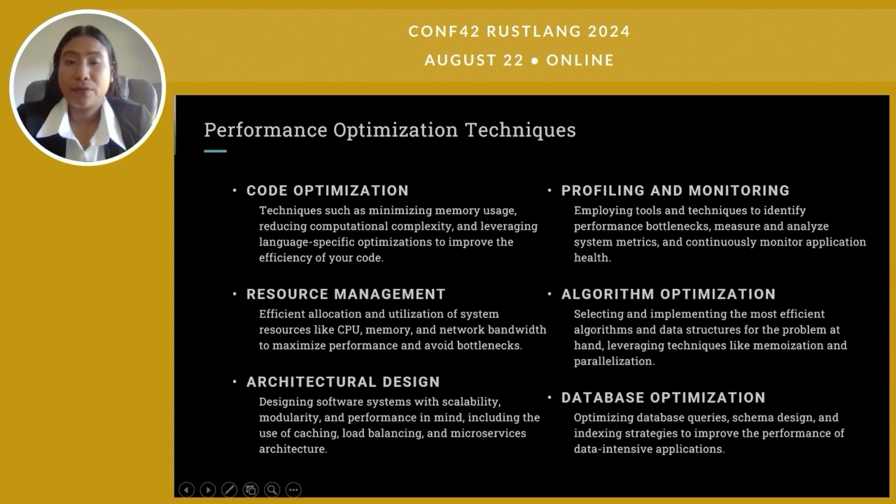There are multiple performance optimization techniques. Let us see them one by one. We will start with code optimization. Next, resource management. Next, architectural design. Next, we will come to profiling and monitoring. We have algorithm optimization also, and database optimization also.